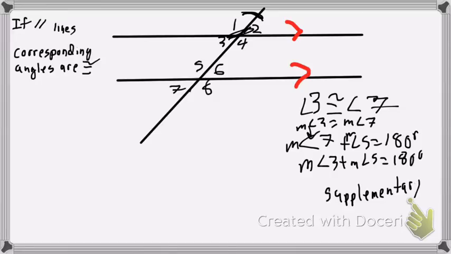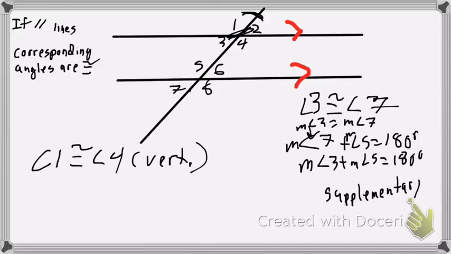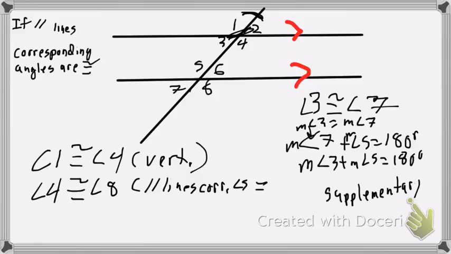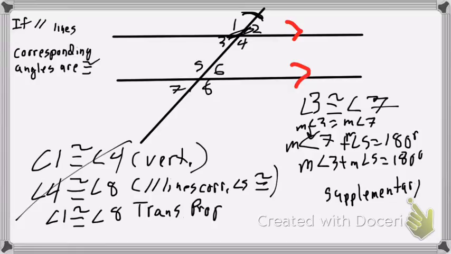So 1 and 2 doesn't help us. What about 1 and 4? Angle 1 is congruent to angle 4 because they're vertical. Vertical angles are congruent. That's the vertical angle theorem. We also know that angle 4 is congruent to angle 8 because they're parallel lines, and parallel lines mean corresponding angles are congruent. If 1 is congruent to 4 and 4 is congruent to 8, we get angle 1 is congruent to angle 8, and that is the transitive property of congruence. So that's true for 2 and 7 as well.